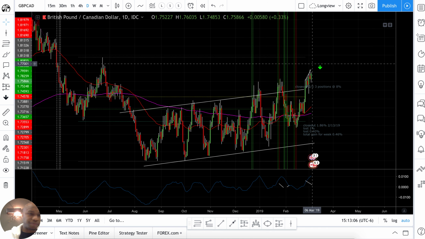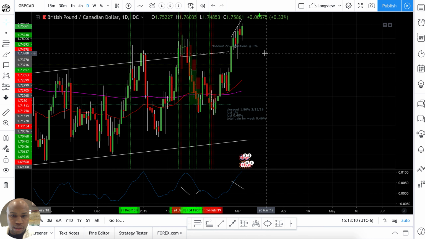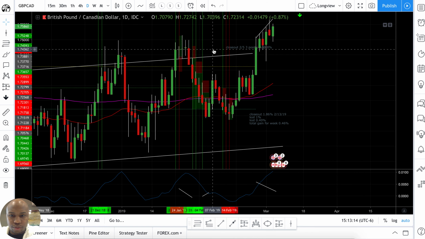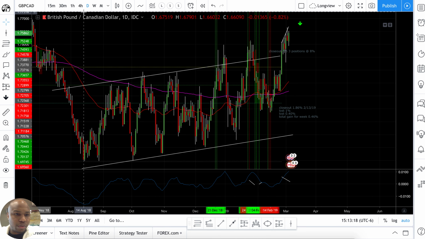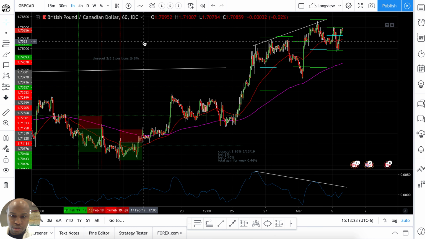I like this. GBP CAD, I've been pointing down on this. Had a huge move there. Dang, 3 positions, 8%. It's pretty nice. Yeah, I don't think that we're going to keep going up on this.